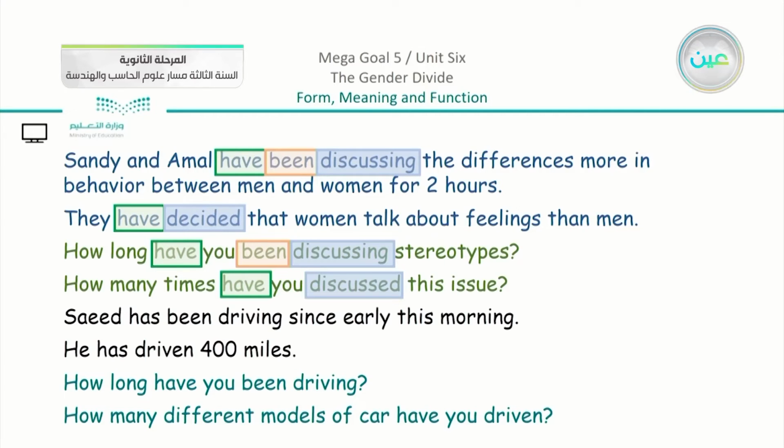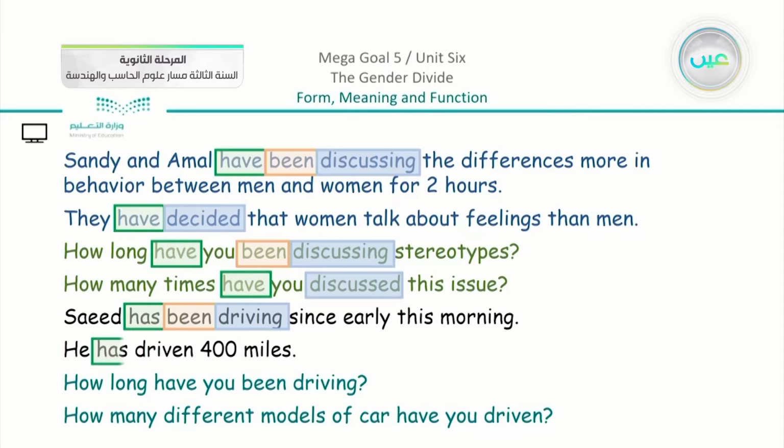Saeed has been driving since early this morning. Now we have here "has been driving." And yet again, we have the same word that we mentioned before, which is "since." We have here "since early this morning." We can see that "since" here refers to the time that we have mentioned, which means that he has been driving from the morning, or since morning.